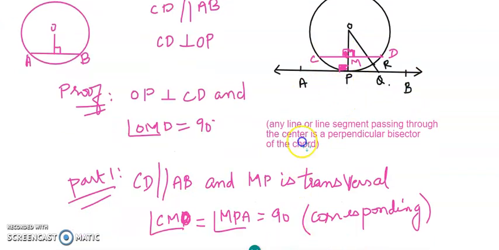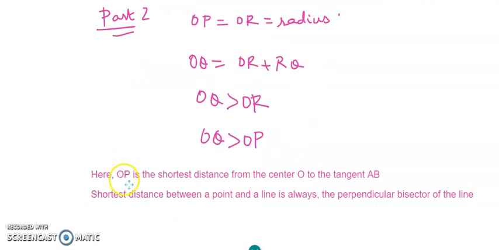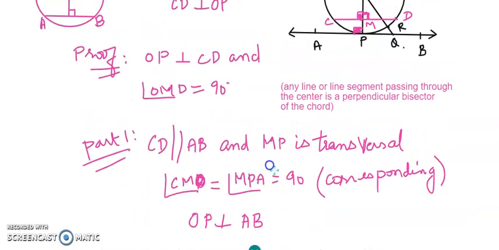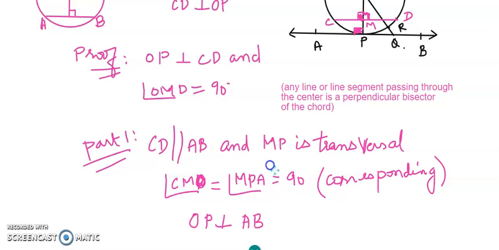So let's write the statement. Here OP is the shortest distance from center O to the tangent AB. So the shortest distance between a point and a line is always the perpendicular. Thus, in the second part, again we are saying OP is perpendicular to AB. Either you can use this rule, or you can use this rule of chord that any line segment passing through the center of the circle is a perpendicular bisector of the chord.